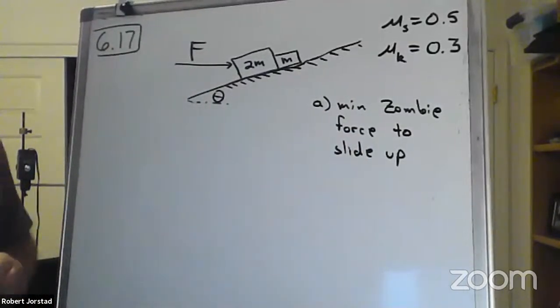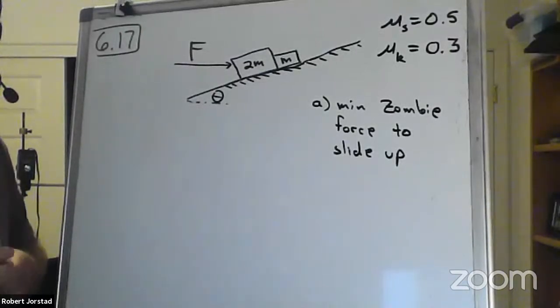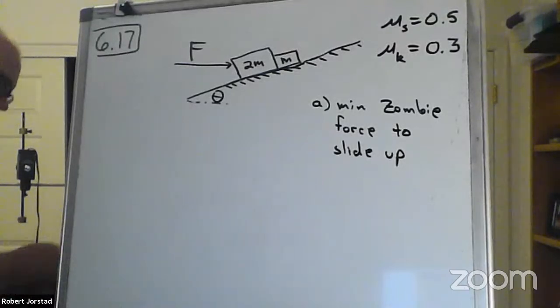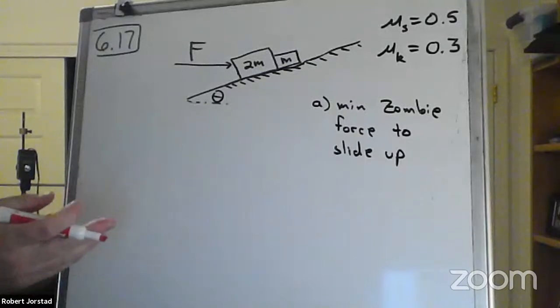All right. So in this problem, which friction case applies? Should we use mu kinetic? Should we use mu static? Or should we not use either of those? Use kinetic because we want it to slide up, right? That's what you would think. Turns out that's not right.